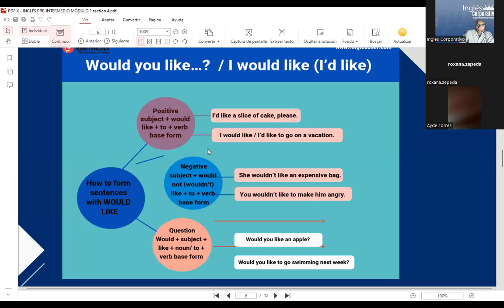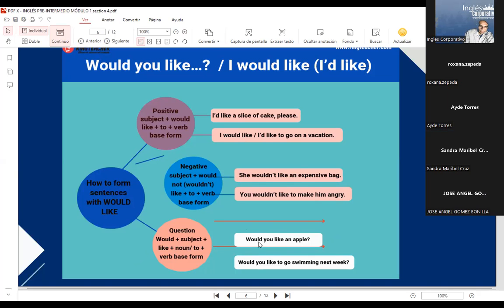I just explained yesterday, guys, the structure in all questions is auxiliary verb, subject. And in this case it's a little bit different because we have to add like, noun, or to, plus verb base form. And this is an example: would you like to go swimming next week? Another example is, would you like an apple? If you notice, it's the same structure that I mentioned yesterday in all questions, only that in this case there is something different. Besides putting the auxiliary at the beginning and then the subject, what is different is this: like to.